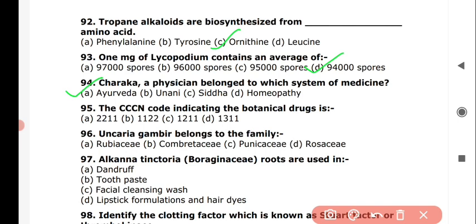Next question is, the CCCN code indicating the botanical drugs is, and the correct answer is option C, 1211. Next question is, Uncaria gambier belongs to the family, and the correct answer is option A, Rubiaceae. Next question is, Alkanna tinctoria, family Boraginaceae, roots are used in, and the correct answer is option D, that is lipstick formulations and hair dyes.